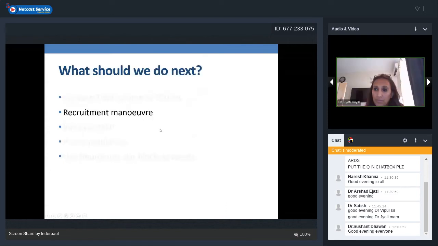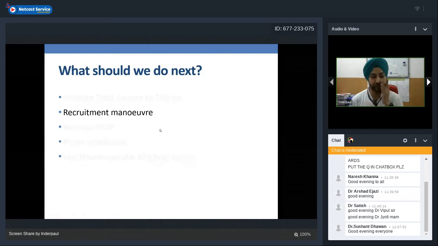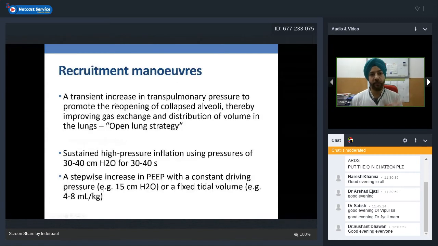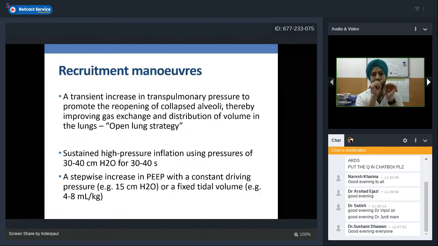So here comes the concept of recruitment maneuver. So should we be recruiting all the lungs? So basically, recruitment maneuver is a transient increase in the transpulmonary pressure. That is, you give a high pressure to the lungs so that you open up the collapsed alveoli. So you blow the air forcefully and try to keep it at that pressure so that the collapsed alveoli open up, and you try to keep those alveoli open. So this is called the open lung strategy.